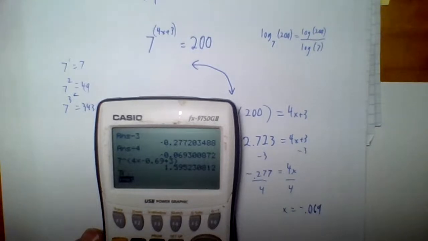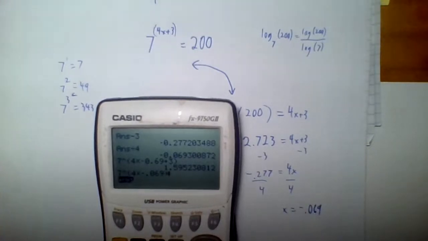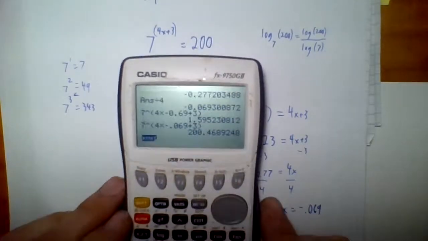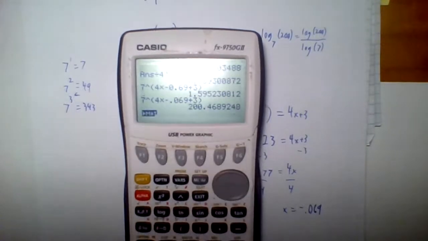What's that? 7 exponent 4 times negative 0.069. That's pretty important to the place value right there. Plus 3. Very close to 200. So that actually worked out like it should. If you enter it right, it works out like it should. So that checks out and gives me a value very close to 200.